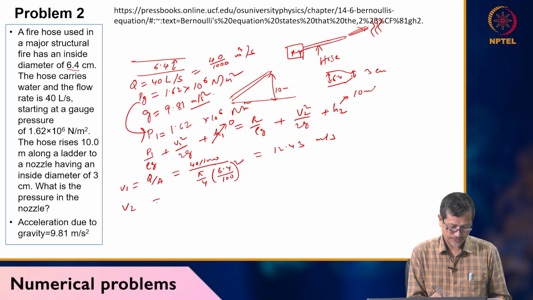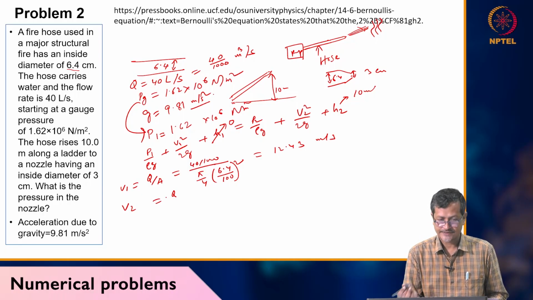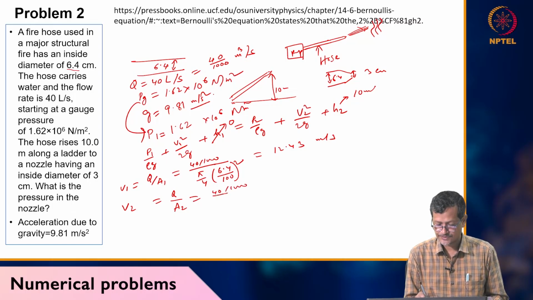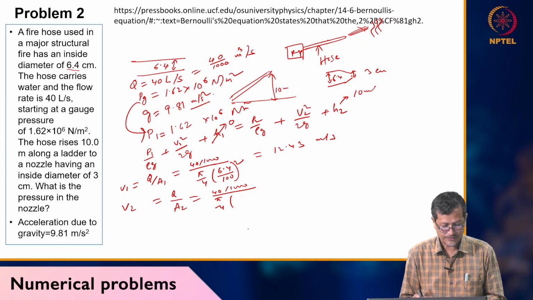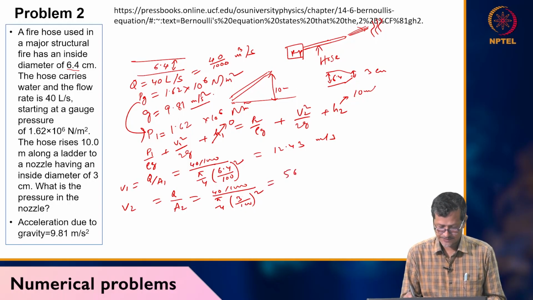Now V2 equals, same way we have to calculate. Q, the flow rate, you are not changing because you are not destroying mass, and we are assuming water is incompressible flow. So the flow rate is the same, whether volume flow rate or mass flow rate. Let's say the first area is A1, the second is A2. The area has changed, so the formula will be 40 divided by 1000 divided by pi by 4, not 6.4 but 3.3 centimeter, 3.3 by 100 square. This is giving 56.588 meter per second.